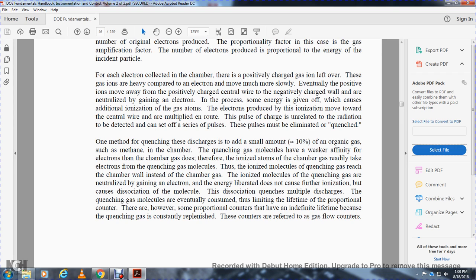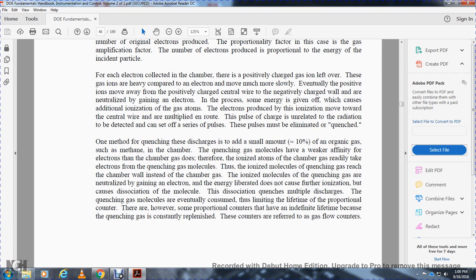One method of quenching in these detectors is to add a small amount, approximately 10%, of an organic gas such as methane or sugar vapor. The quenching gas molecule has a weaker affinity for the electron than the chamber gas, and therefore the ionized chamber gas readily takes an electron from the quenching gas molecules. The ionized quenching molecule is neutralized, and the energy liberated does not cause further ionization but dissociation of the molecules, quenching the multiple discharge. The quenching gas molecules are eventually consumed, limiting the lifetime of the proportional counter.